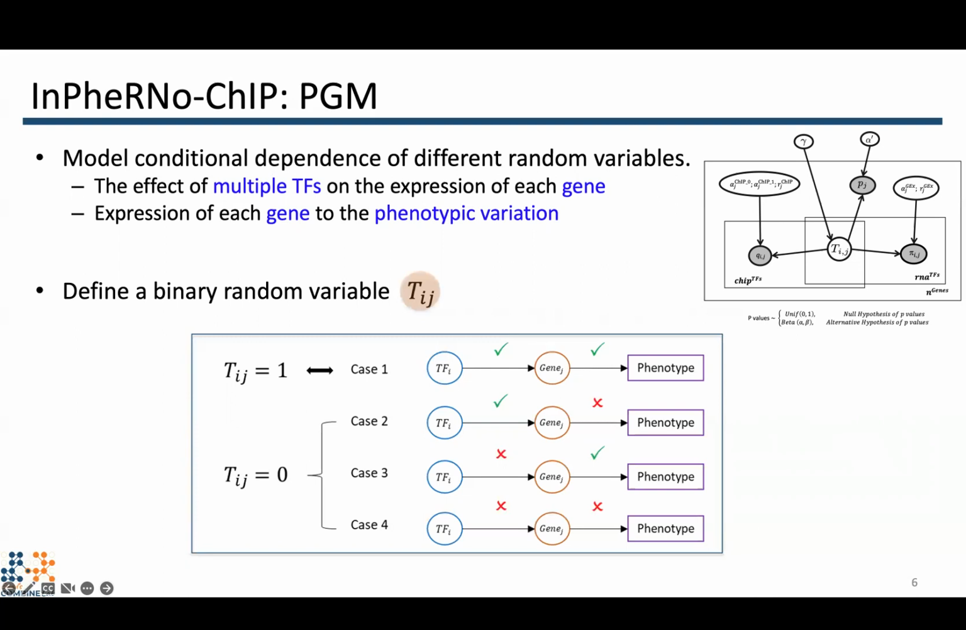Therefore, the TRN reconstruction problem can be formulated as obtaining a posterior probability on each Tij. Then, we carefully describe the conditional distributions of our observed p-values and latent variables. If you are interested in its details, please stop by the poster and I would be happy to expand on it.